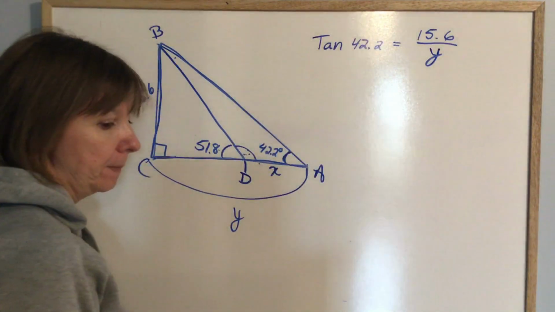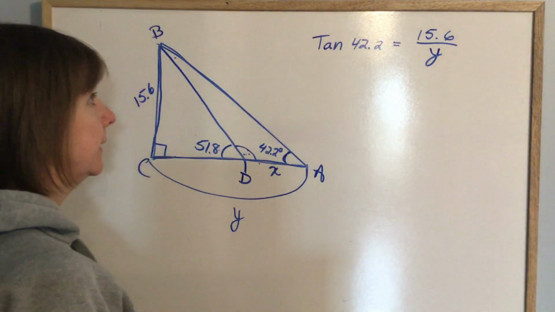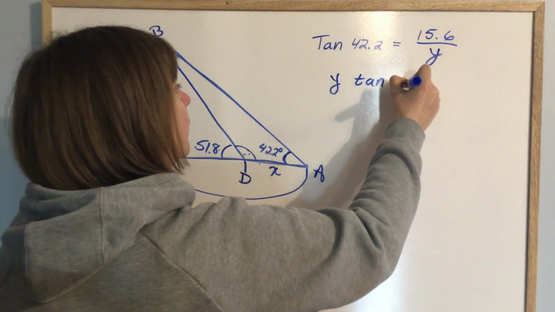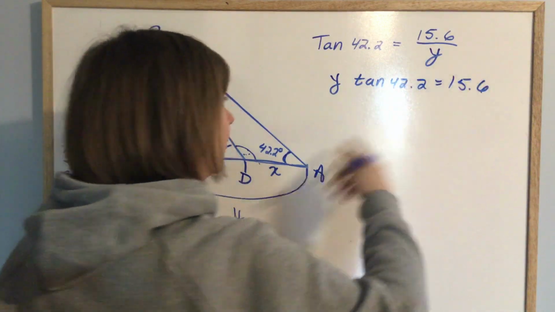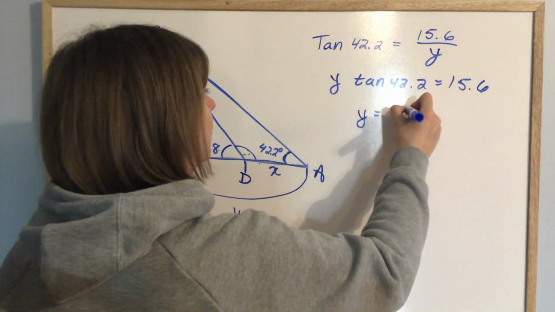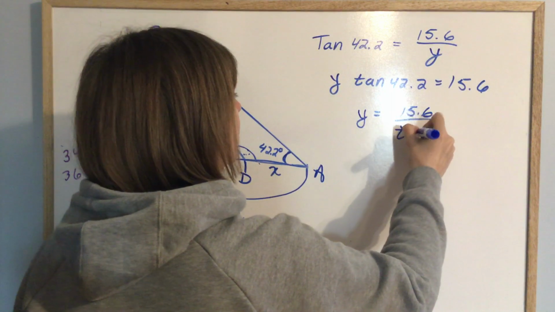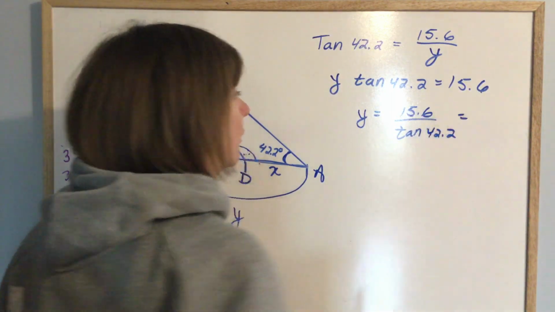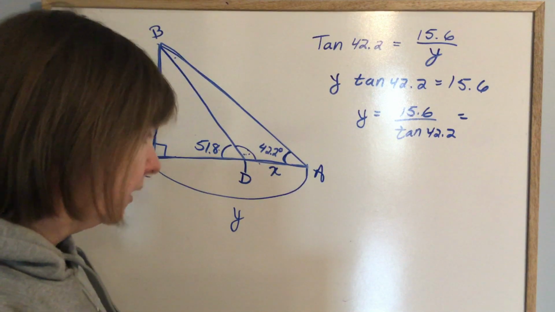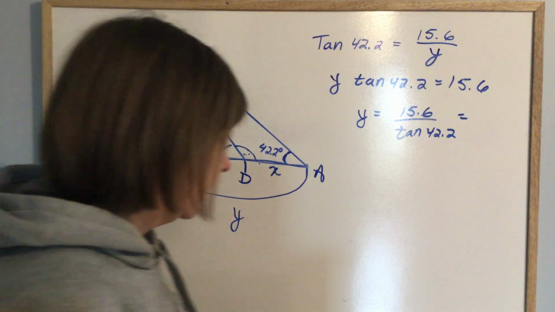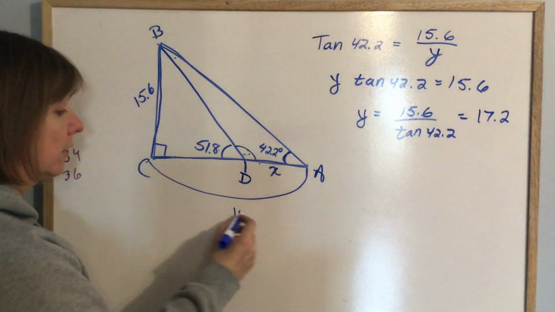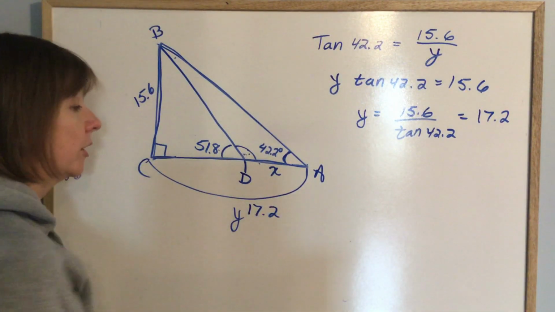So over Y. So if I'm going to solve this, Y times tan of 42.2 would equal 15.6. I just multiplied both sides by Y, and I can divide both sides by tan of 42.2. So I would have 15.6 divided by tan of 42.2, and I get 17.2. So Y, this whole thing, is 17.2.